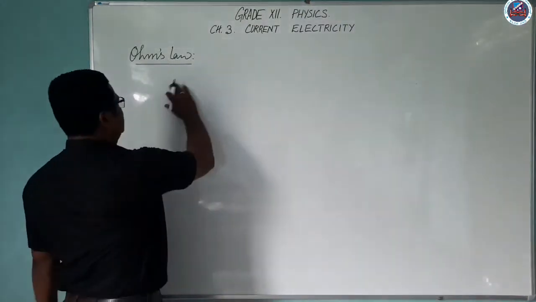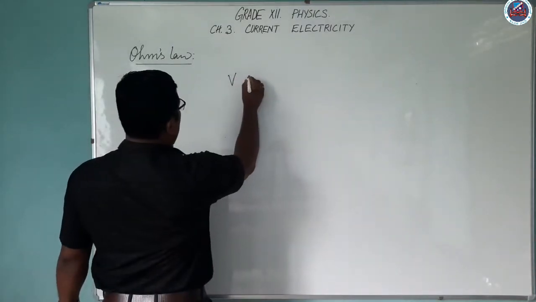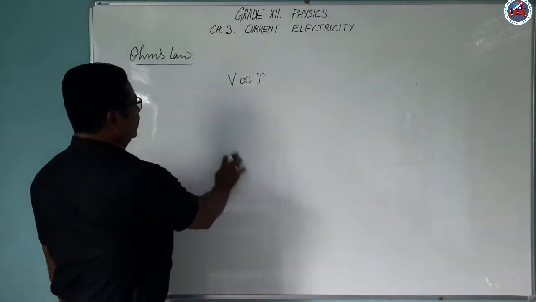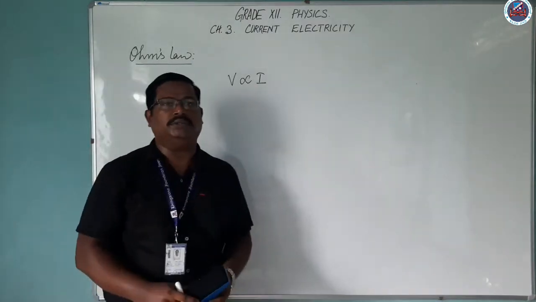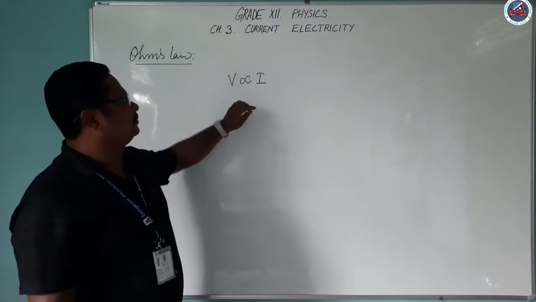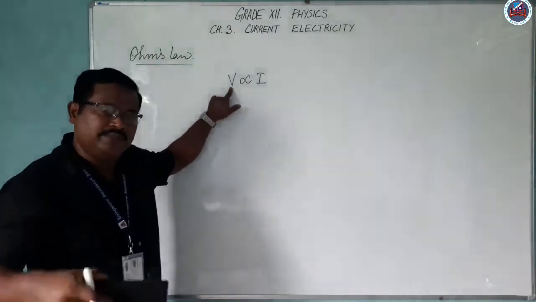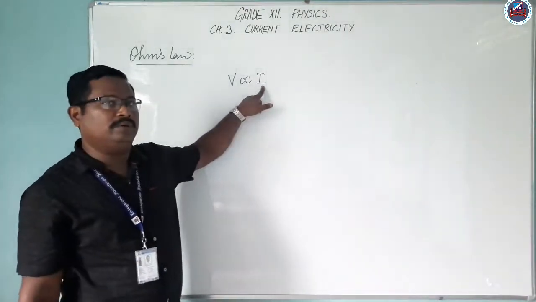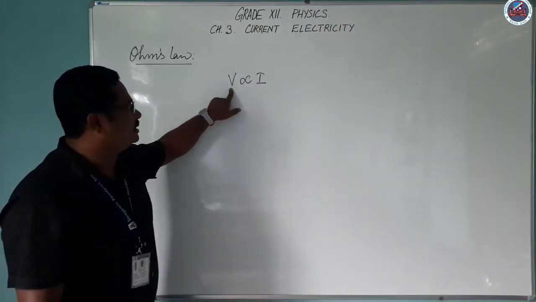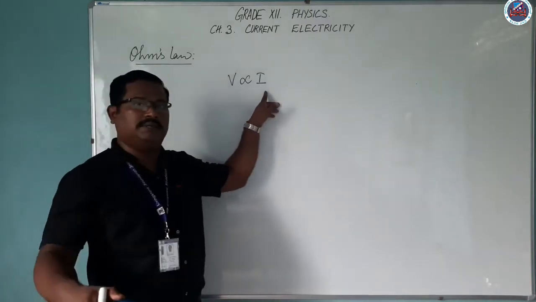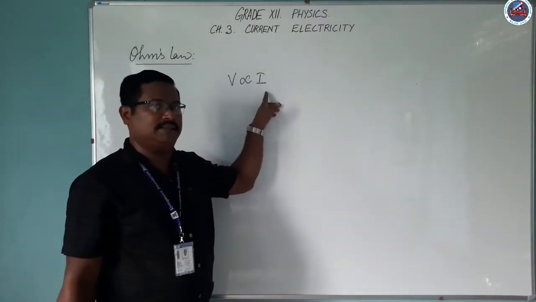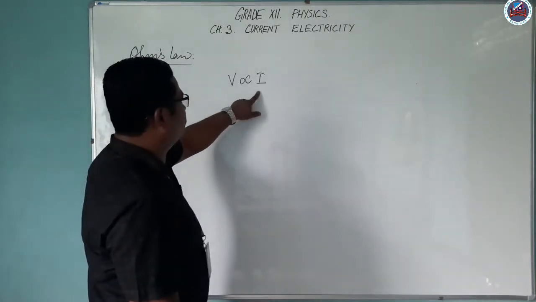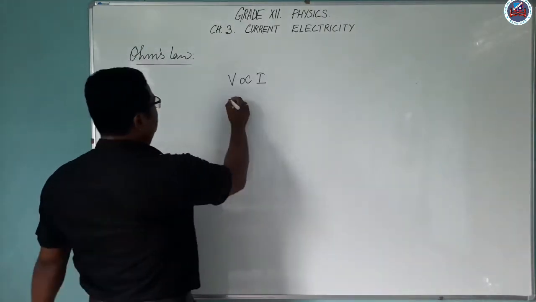It says like this: the potential difference and electric current are always directly proportional to each other. If the potential difference increases, then the amount of current also becomes more. And if the potential difference decreases, the amount of current also decreases. To express mathematically, V is proportional to I. We write this as V.